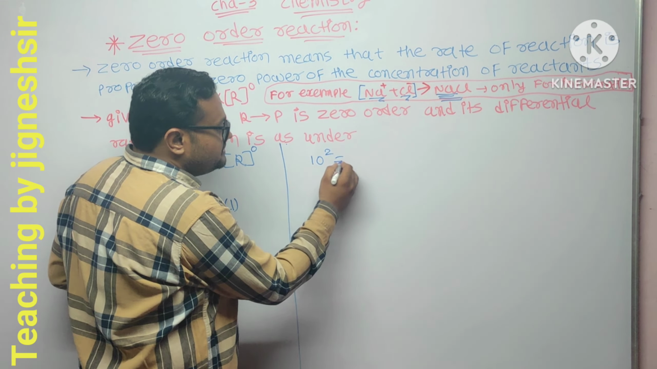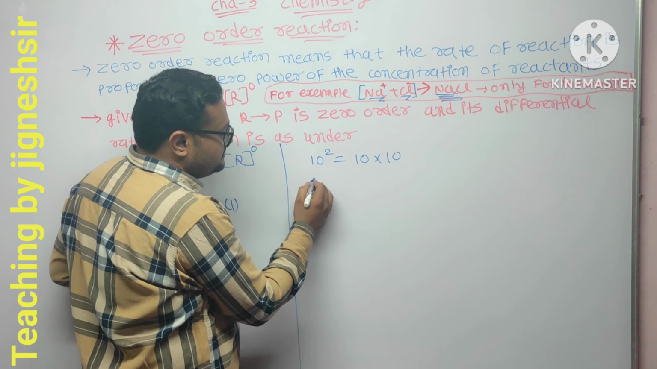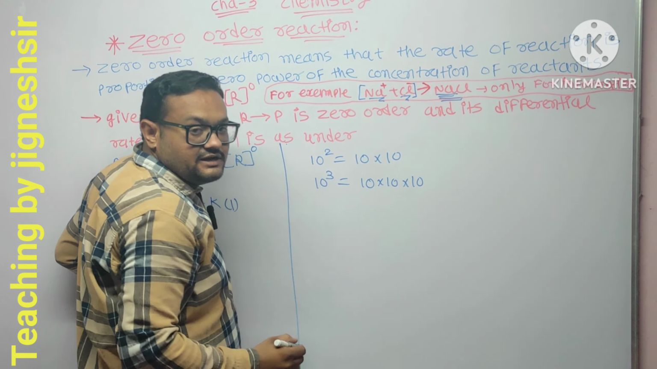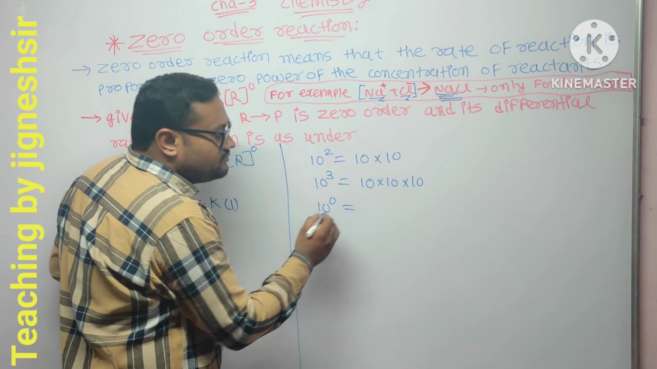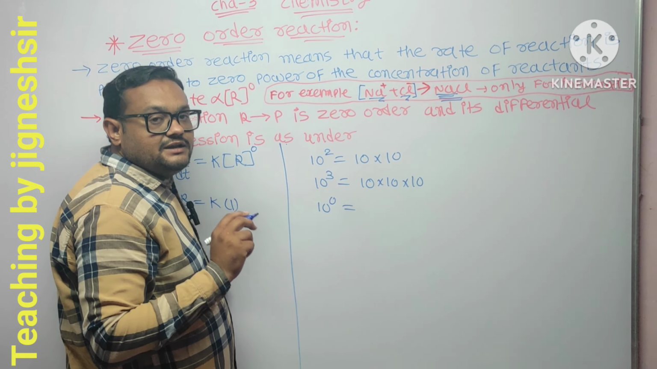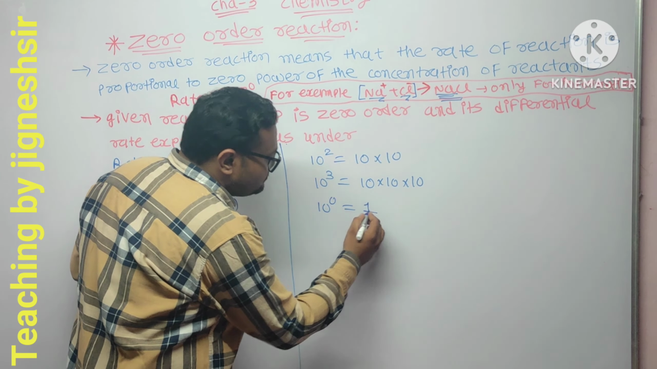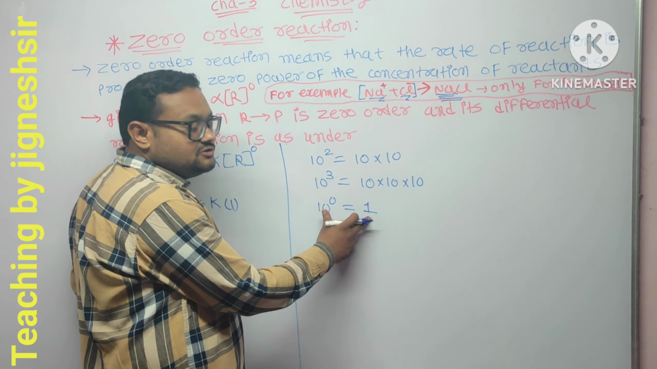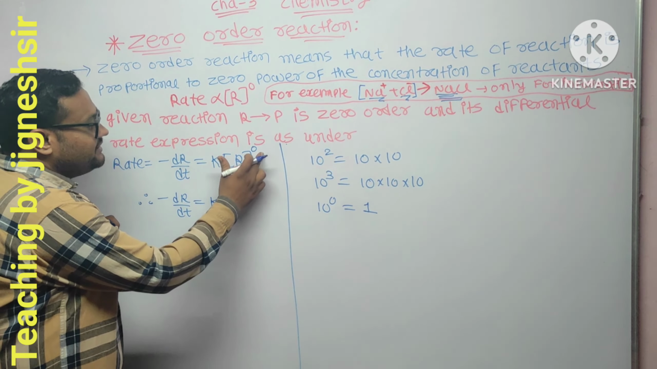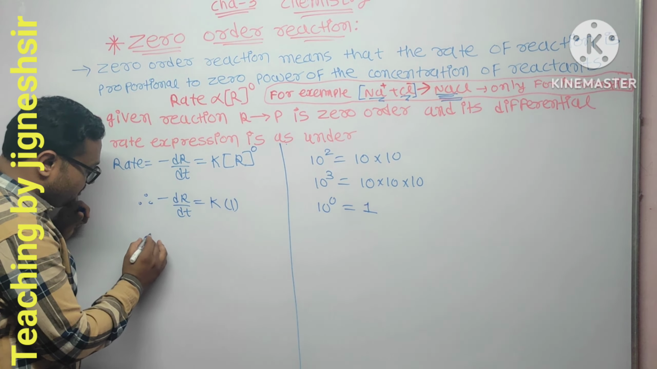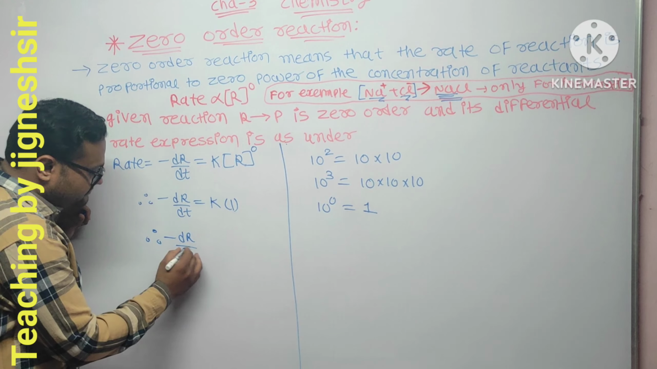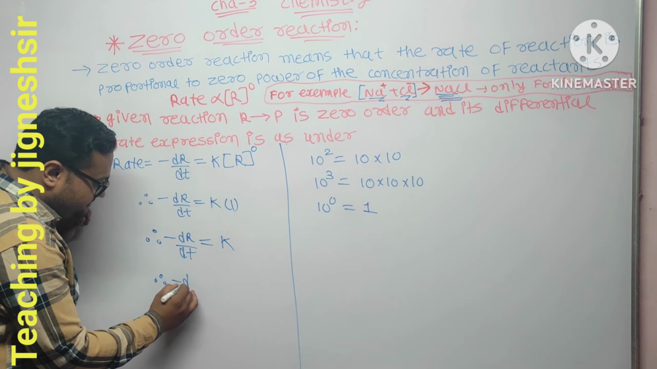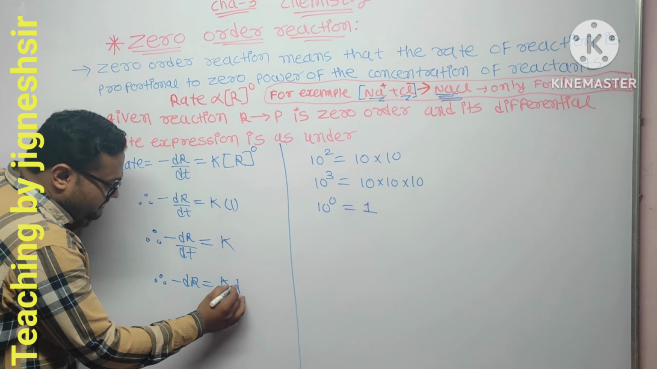Because 10 raised to 2 is equal to 10 into 10, two times, and 10 raised to 3 means 10 into 10 into 10, three times, therefore 10 raised to 0 means we don't have to take 10 anytime. So the neutral number for multiplication is 1. Therefore anything raised to 0 we can put 1, so R raised to 0 means 1. Therefore minus dR upon dt is equal to K. Therefore minus dR is equal to K dt.